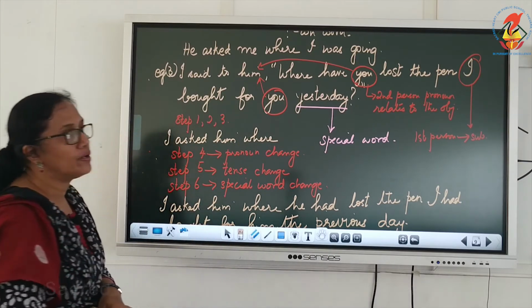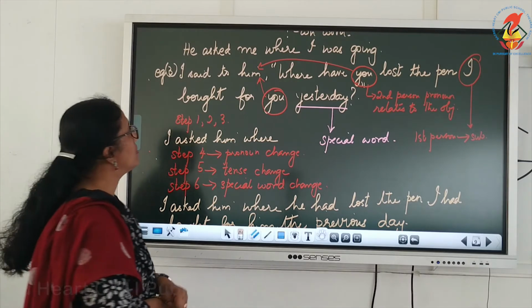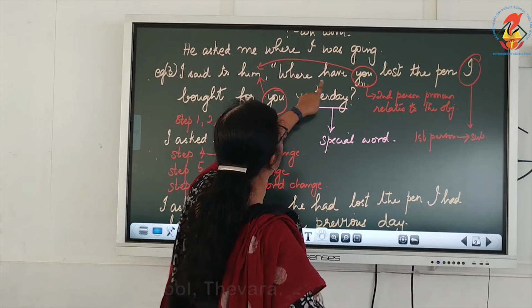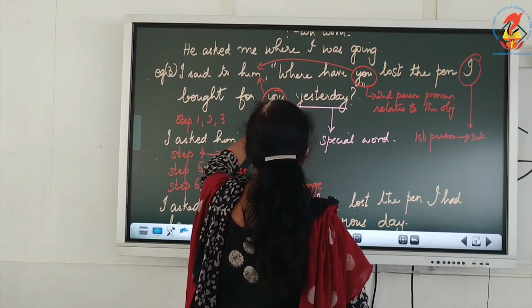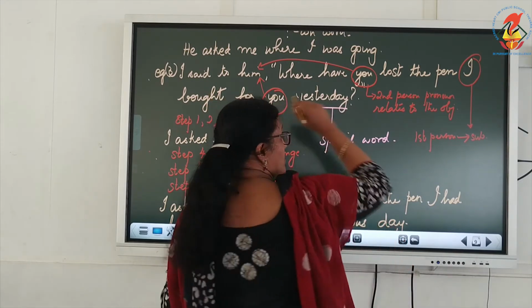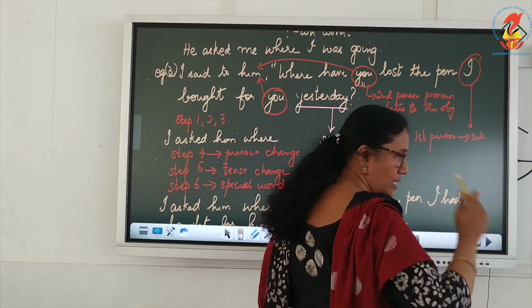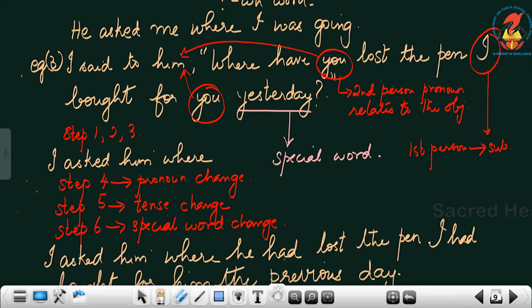Fourth step. Now, you are going to make the changes in your pronouns. I said to him, where have you lost the pen I bought for you yesterday? I said to him, you are having this conversation, you and another person. Where have you lost the pen? Now this you is relating to who? To the person you are talking to, that other person there. So when you change this into indirect, you is relating to the object. That lost the pen, I. This I is relating to the subject.